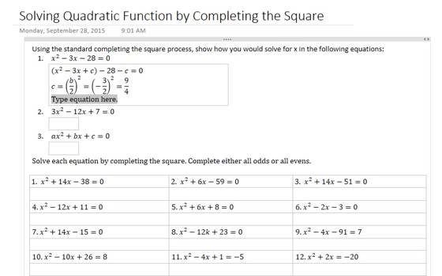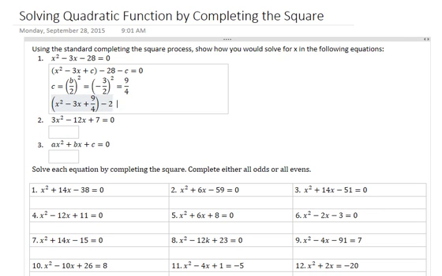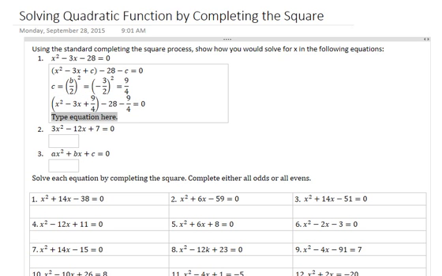Wherever we see a c, we are now going to plug that 9 over 4 back in there. We get x squared minus 3x plus 9/4 minus 28 minus 9/4 equals 0. Alright, now something cool that we can do is that this x squared minus 3x plus 9 over 4 is actually a perfect square, where we can write it as x plus or minus something, all of that quantity squared, which is one of the reasons why this is called completing the square.